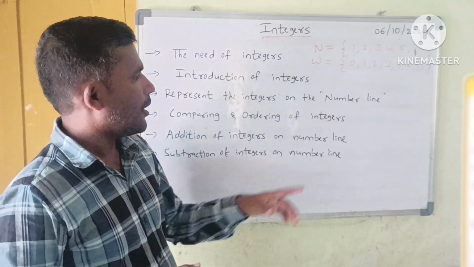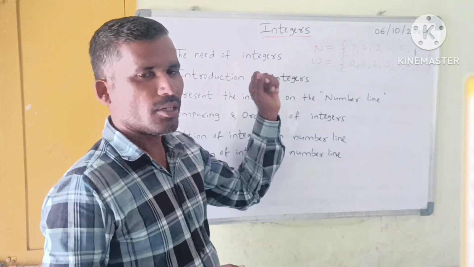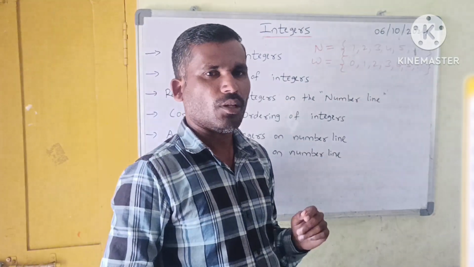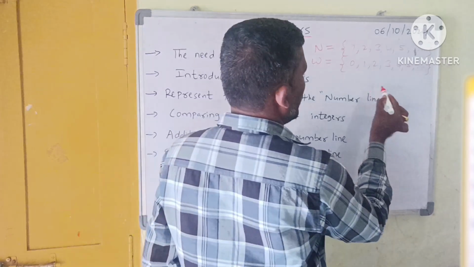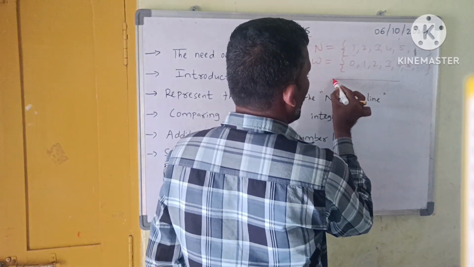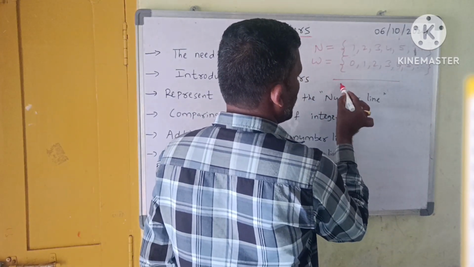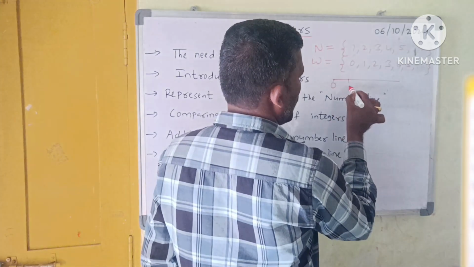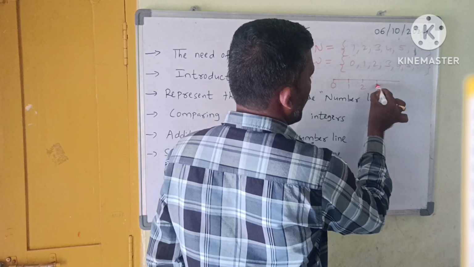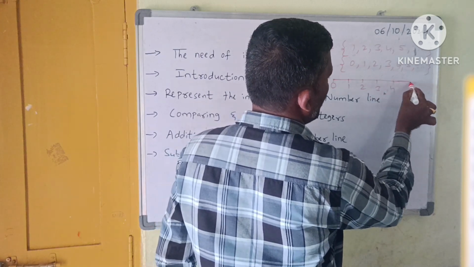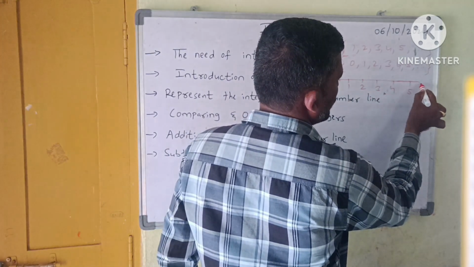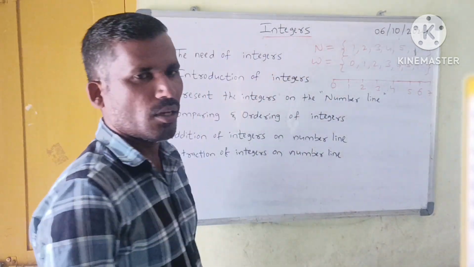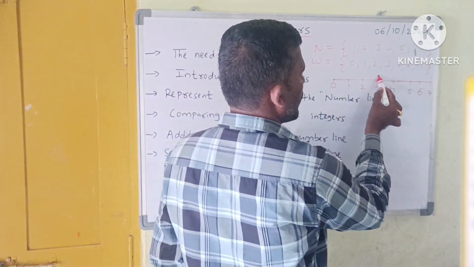In the previous grades we represented whole numbers on the number line: 0, 1, 2, 3 like that. We take one horizontal line and mark and label the numbers 0, 1, 2, 3, 4 and so on on it.